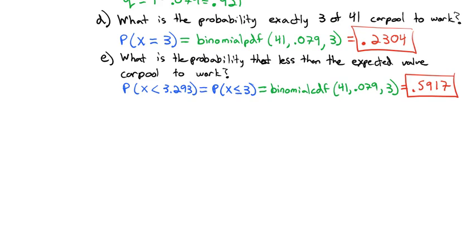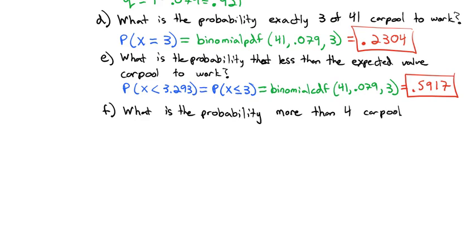Let's do one last example as we wrap this video up. We want to know what is the probability more than 4 carpool. So now I'm asking for the probability that x is greater than 4. The problem is the CDF counts down. So this would be a lot of work to do to find them individually. The probability of 5 plus the probability of 6 plus the probability of 7 all the way up to the probability of 41. That is a lot of work.